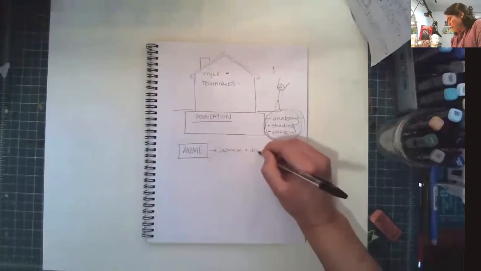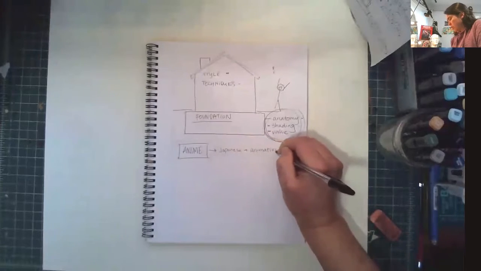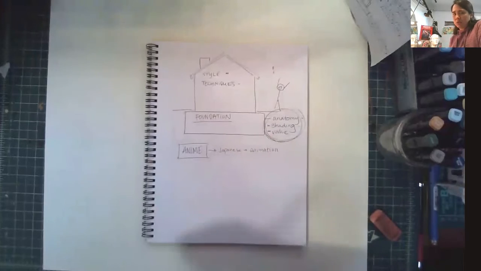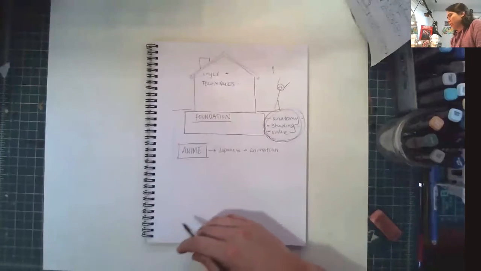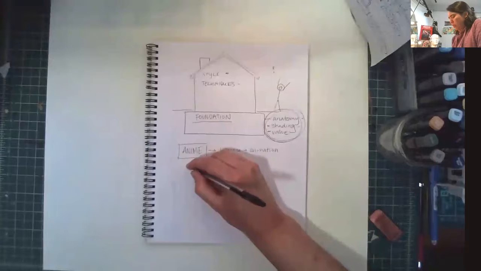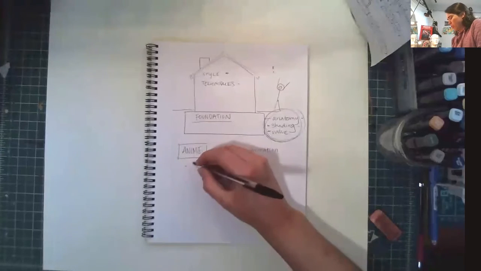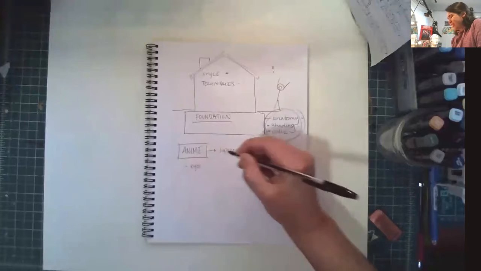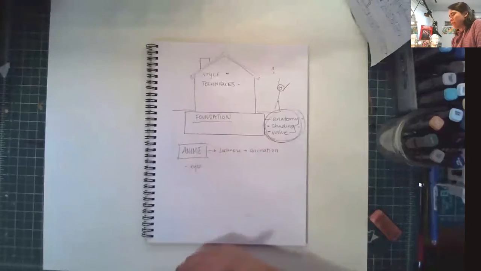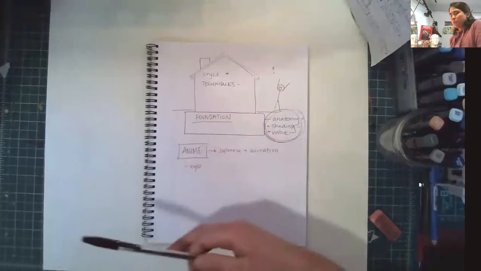So anime could be considered anything animated. So it's just cartoon style, y'all. But in thinking about stereotypical anime characters, what sets anime apart stylistically from other types of media?